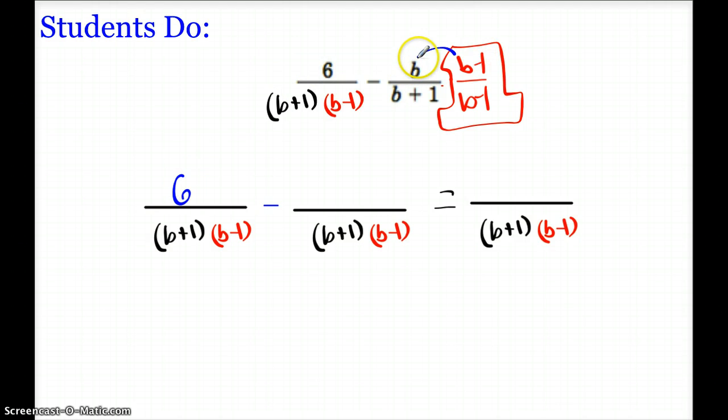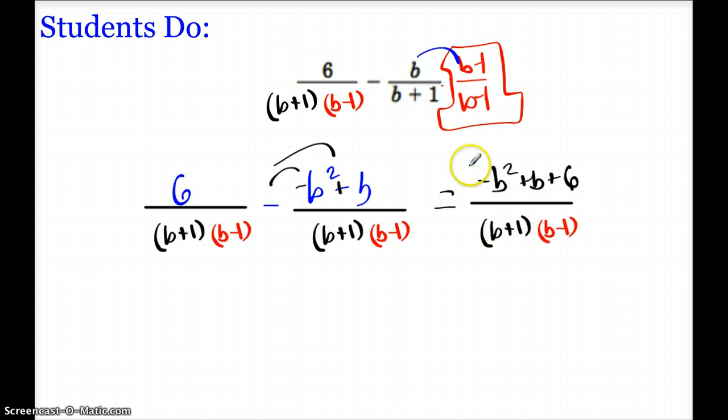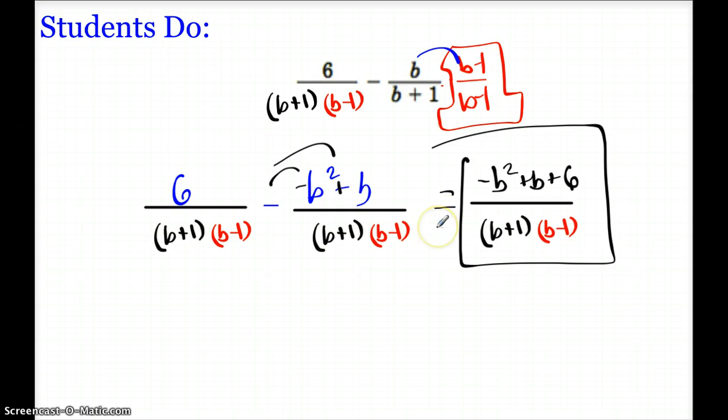Here I have to multiply and get b squared minus b. I'll distribute this to both terms, and I'll get a negative b and a positive b. So I got negative b squared plus b plus 6. Let's see if this factors, and it does, but it's not going to cancel with a b plus 1 or a b minus 1. So there's our final answer.